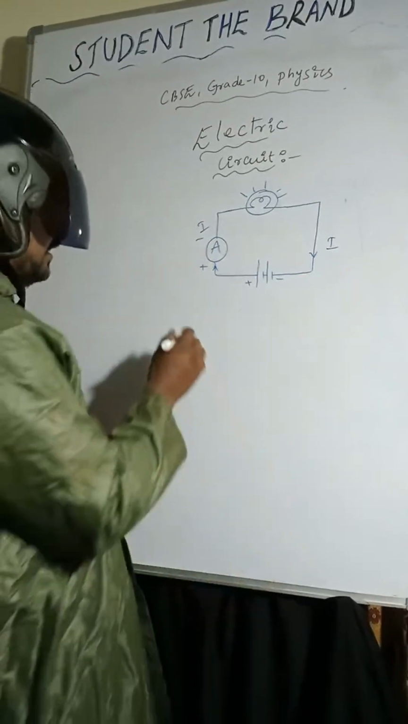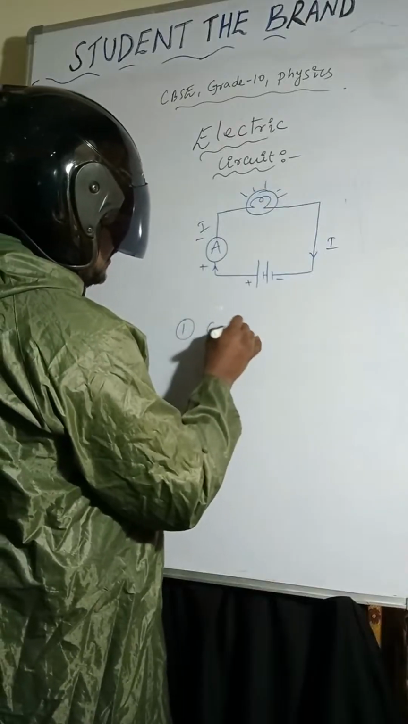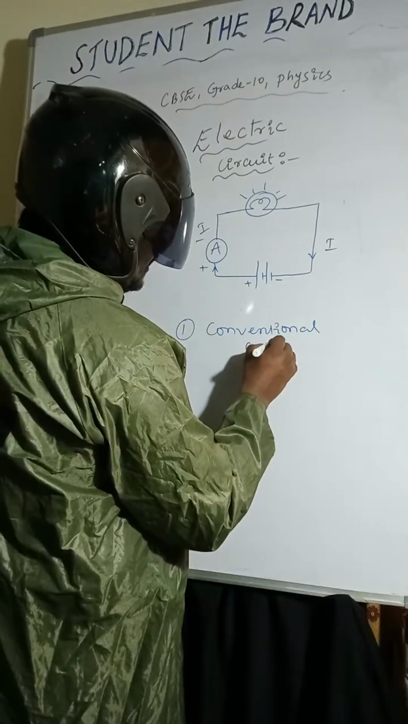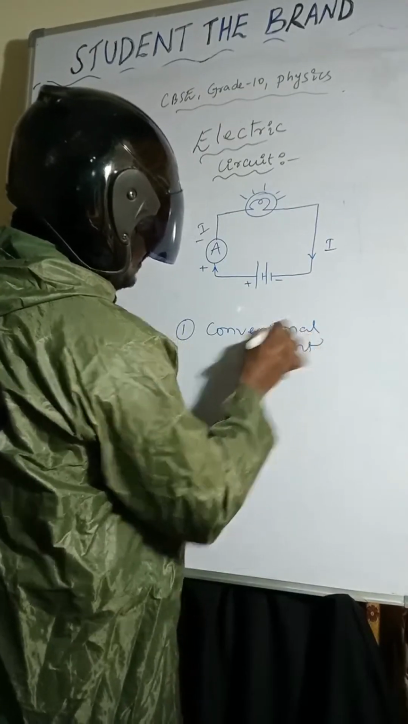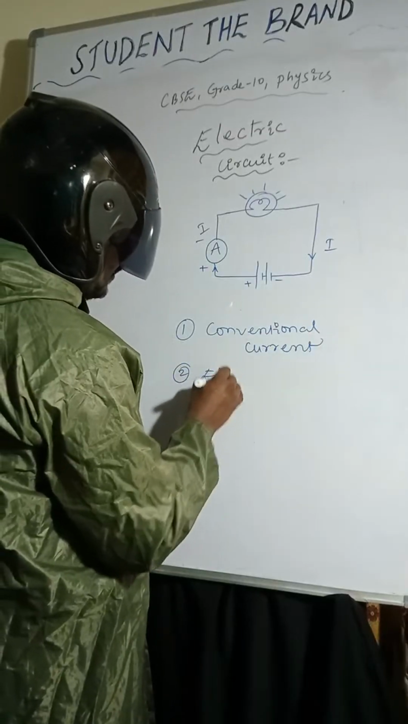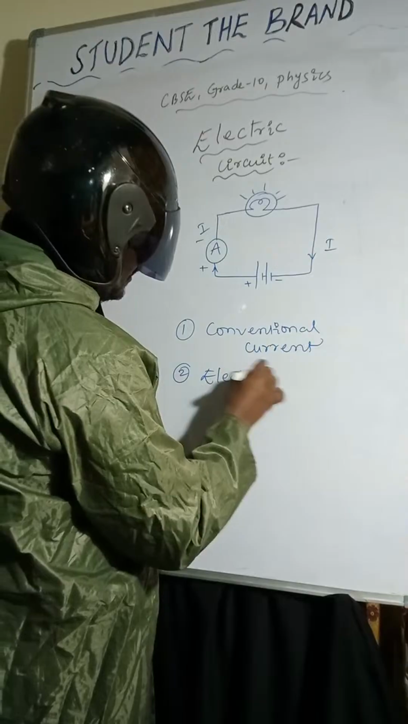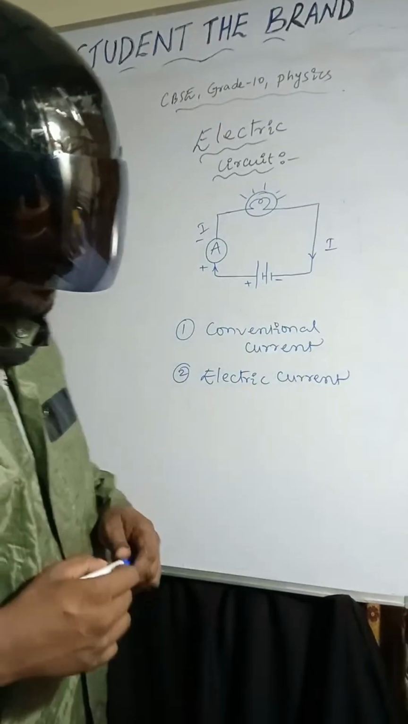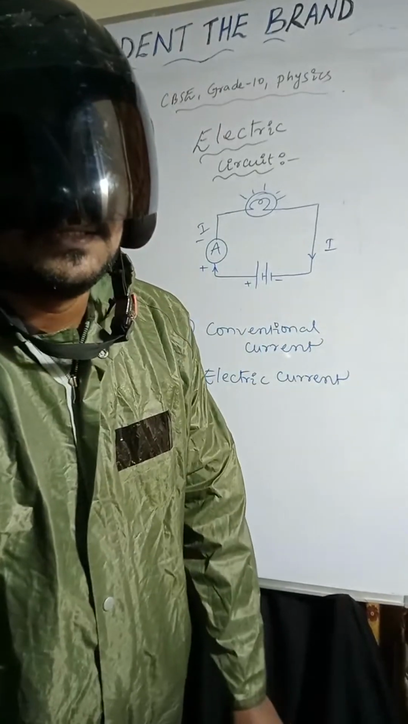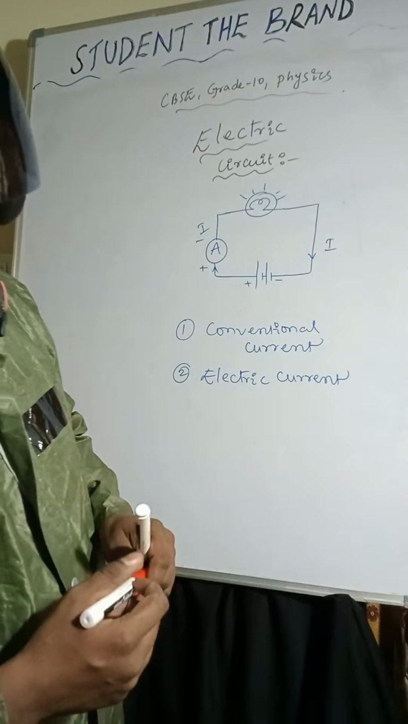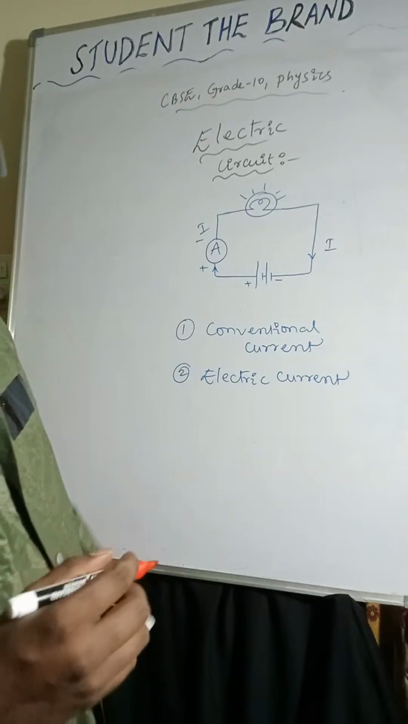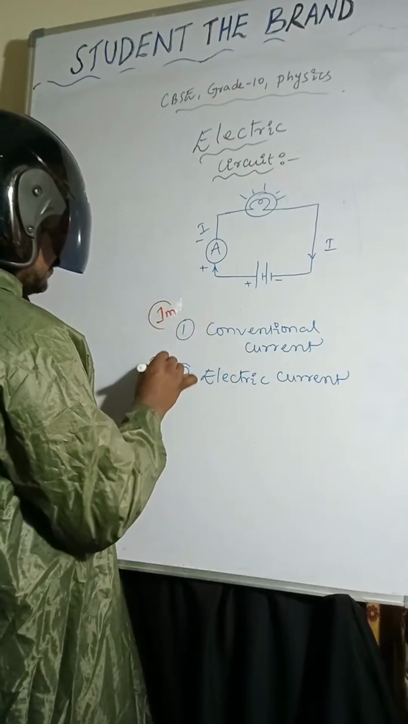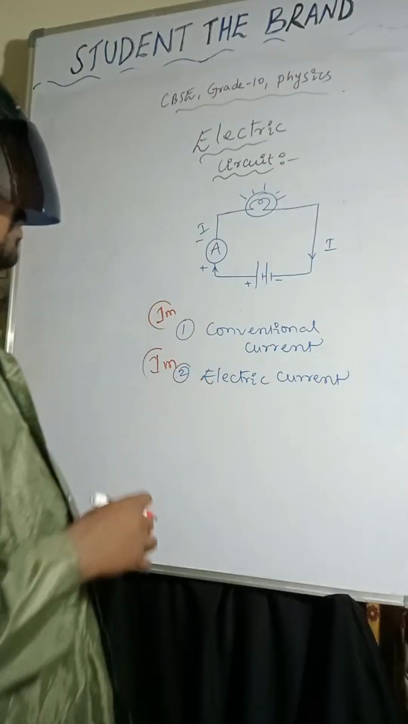Here there are two types: one is conventional current, and the second one is electric current. For 1 mark, these two points are very important. This is for 1 mark, and this is also for 1 mark.